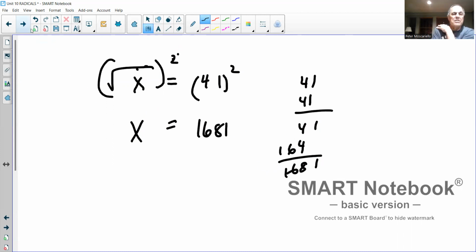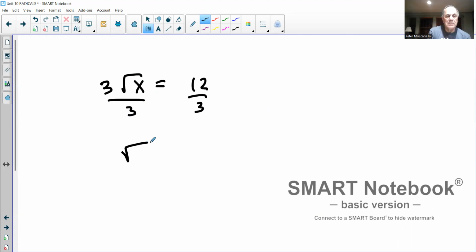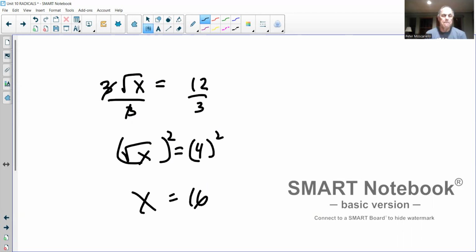All right, so how about one like this? Before you square each side, you got to get the square root by itself. So you're going to divide by 3. Before you square each side, get the square root by itself. The 3's cancel. Square root of x equals 4. Now you square each side, and x equals 16.